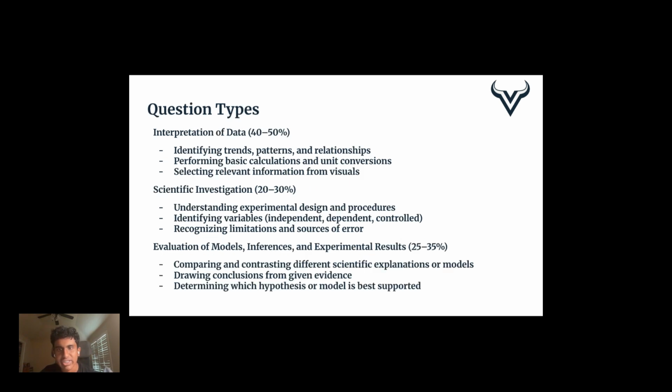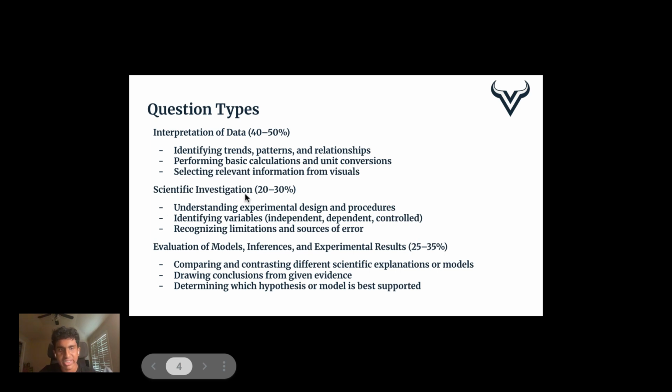For the question types, there are three main question types as usual. The first one is interpretation of data, which is 40 to 50%, the largest section. It's about identifying trends, patterns, and relationships, performing basic calculations and unit conversions, and selecting relevant information from visuals. So this is probably the easiest type of science question that you can find. It's just looking at a graph and making simple conclusions from it.